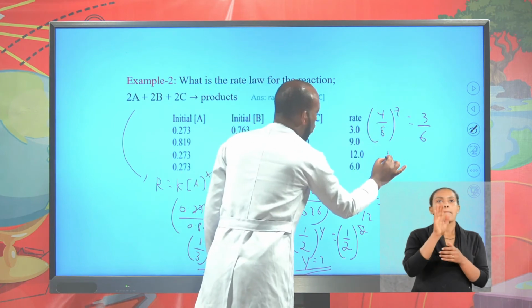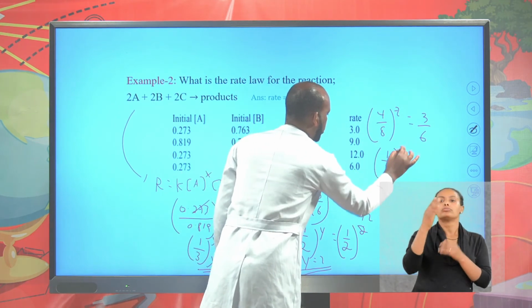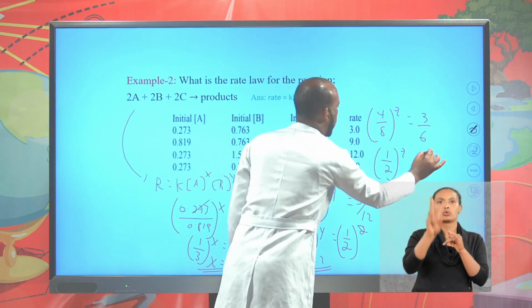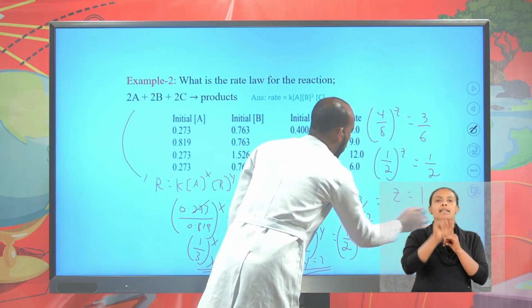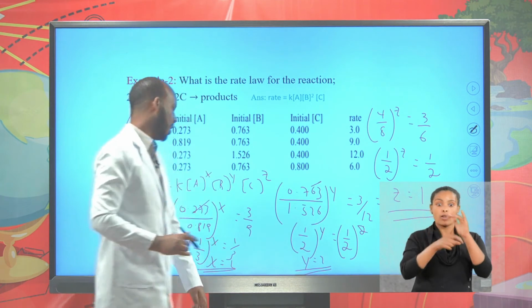By 4, 1 over 2 to the power of Z equals, by 3, 1 over 2. From this, Z equals 1. The value of Z is 1.